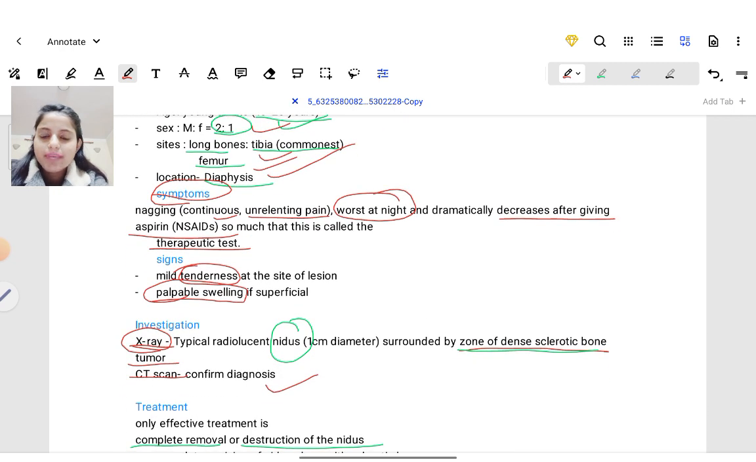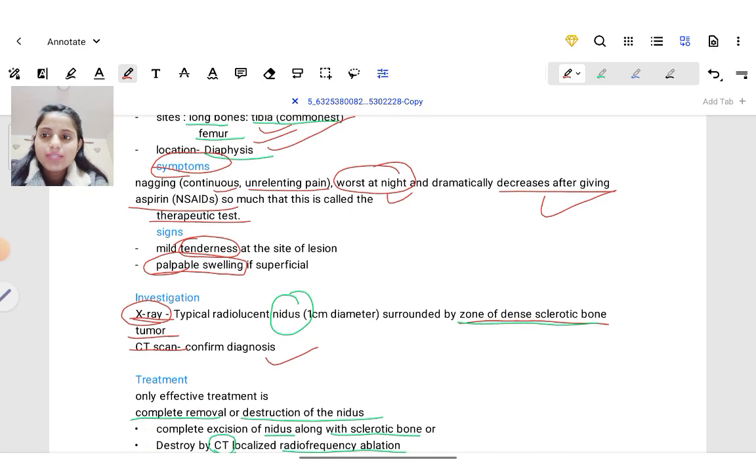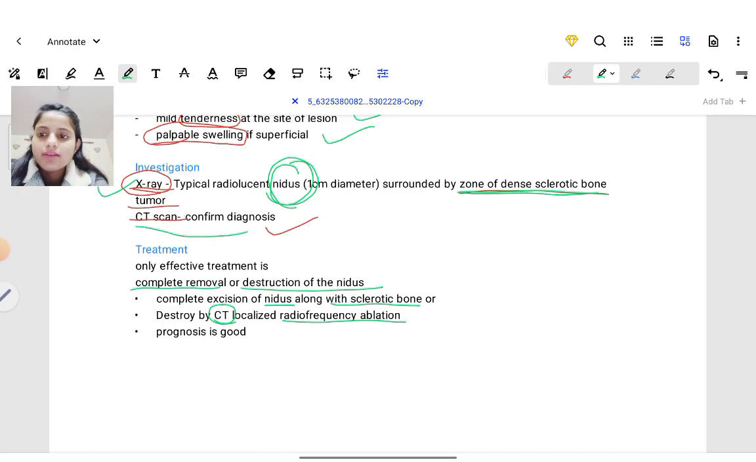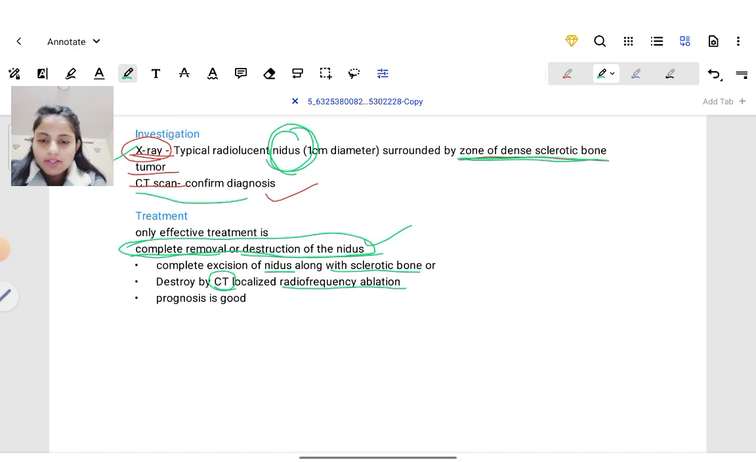On symptoms, there is pain which is worse at night and it dramatically decreases after aspirin and NSAIDs so that it is called the therapeutic test. On sign, there is mild tenderness and if the osteoid osteoma is superficial, then there is palpable swelling. For the investigation, in X-ray we see this radiolucent nidus which is surrounded by the dense sclerotic bone and CT scan confirms the diagnosis. For the treatment, we completely remove or destroy the nidus, complete excision of the nidus along with sclerotic bone, or destroy by CT localized radiofrequency ablation.